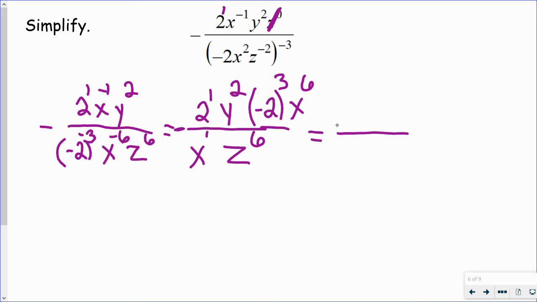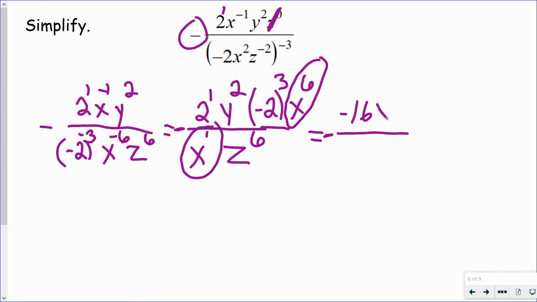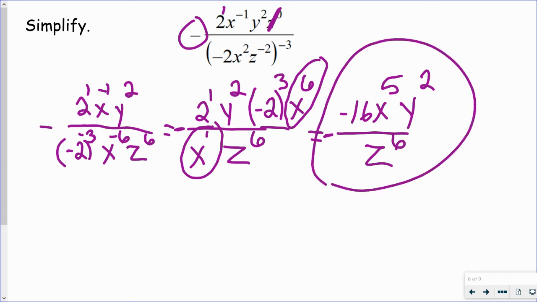That would give me a negative 16 on the top. But I still have this negative from the beginning here out front. Okay, can't do anything with the y's, but do you see this and this? You must subtract your exponents. And we want the x's to go in front of the y's anyway. And there's nothing else I can do with my exponents or my variables, and there you go.